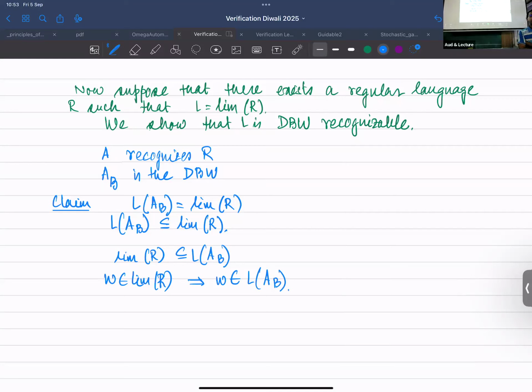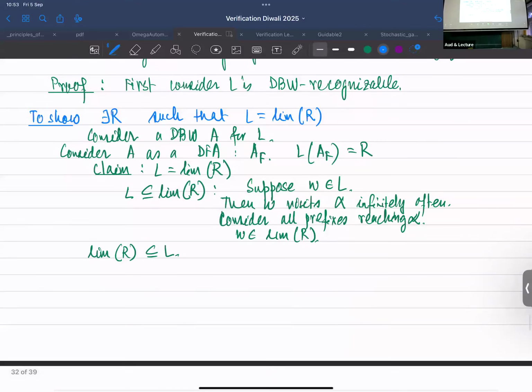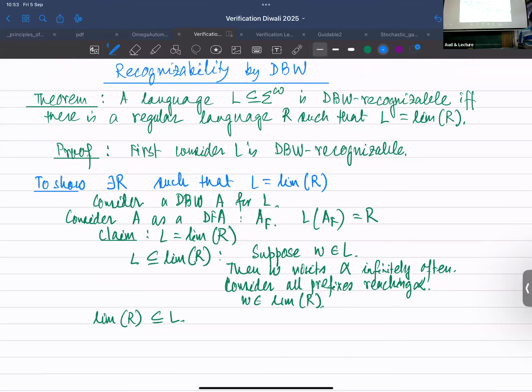It's just conceptualizing the lemma that is the main thing, coming up with the theorem that indeed the characterization is that a language L is DBW recognizable if and only if there exists a regular language such that the limit of that regular language is the same as L. In general, what we saw is that L is a subset of that.